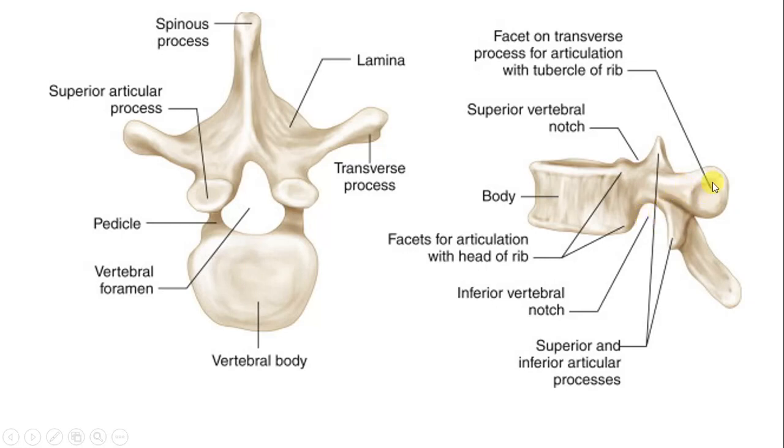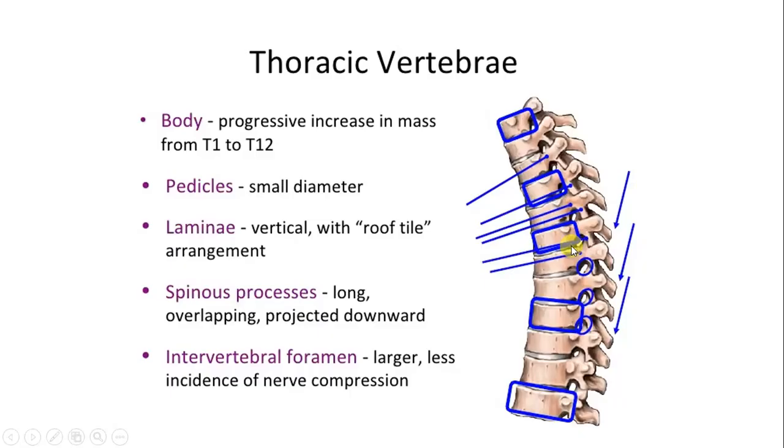The transverse process also shows a facet, and this is for the articulation with the tubercle of the rib. And here are the superior and inferior articular processes, for the vertebrae to articulate with each other. Also, the bodies will articulate with each other in the vertebral column.